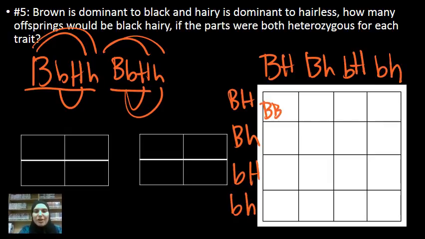I'm not going to go ahead and fill in all of it, but make sure that you are getting almost all of it. And again, you're going to look for the ones that are black and hairy. So lowercase, lowercase, capital, at least 1. And then you'd count them up, and you should get 3 out of 16.